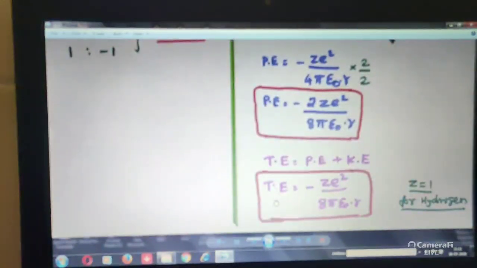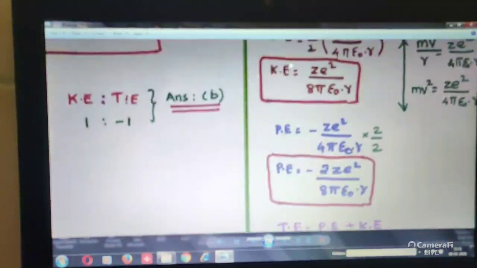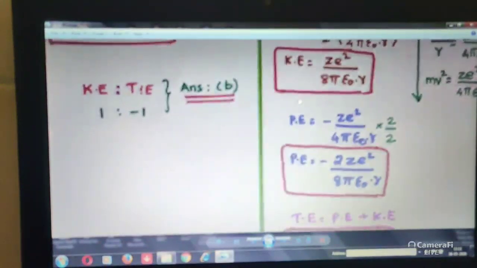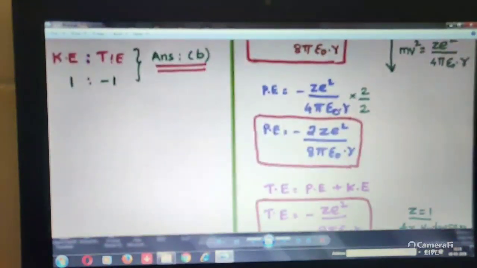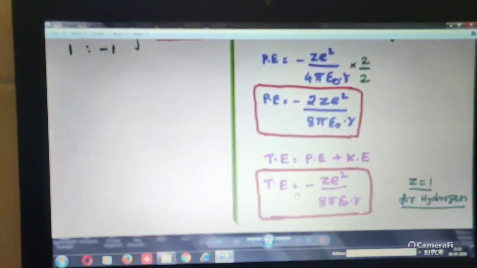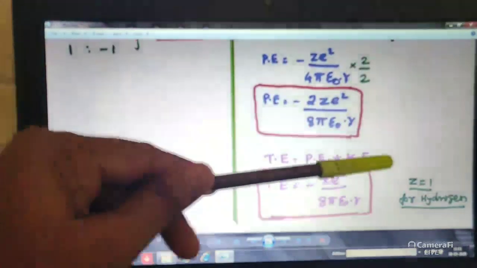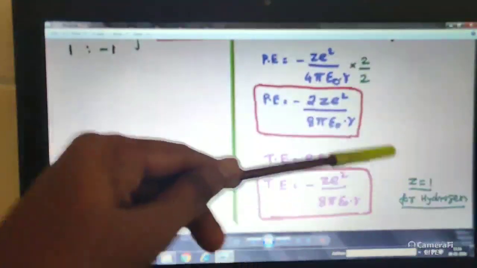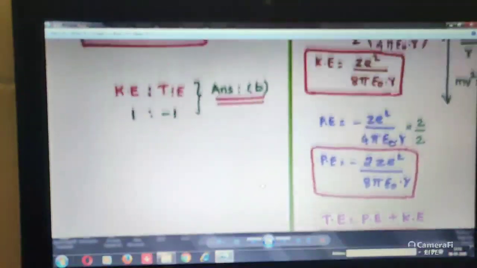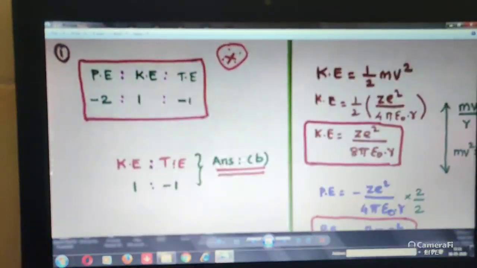Okay, so kinetic energy is 1 time, potential energy is minus 2 times, so total energy is minus 1 time. Now in this question we are discussing the hydrogen atom, so the Z value is taken as 1. You know this relation: potential energy is minus 2 times, kinetic energy is 1 time, then total energy is minus 1 time.